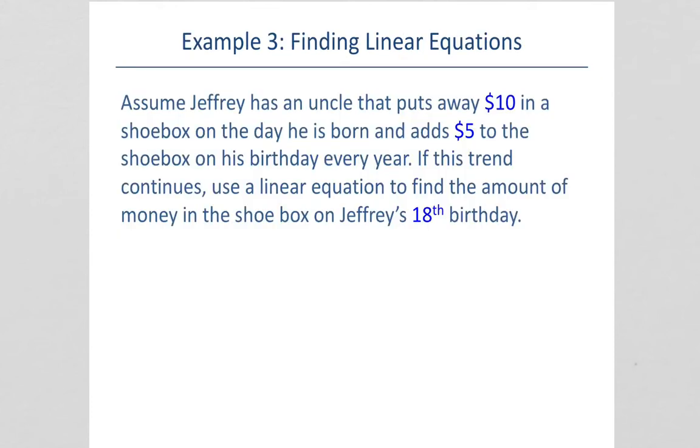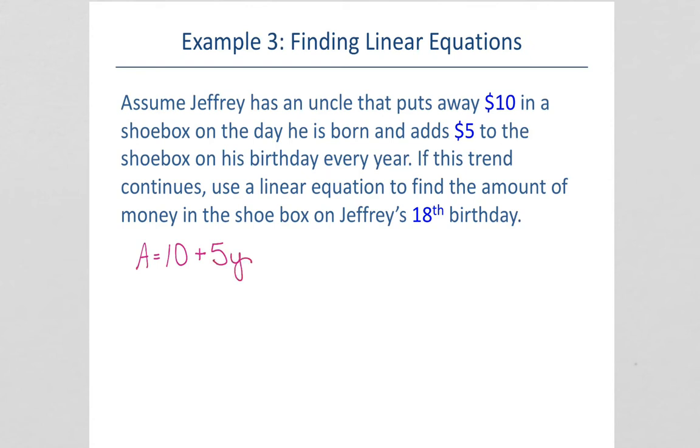Example 3 says, assume Jeffrey has an uncle that puts away $10 in a shoebox on the day he's born and adds $5 to the shoebox on his birthday every year. If this trend continues, use a linear equation to find the amount of money in the shoebox on Jeffrey's 18th birthday. So, the amount in the shoebox starts with $10 and adds $5 every year.